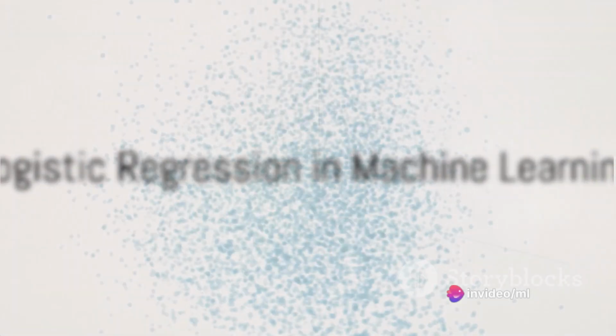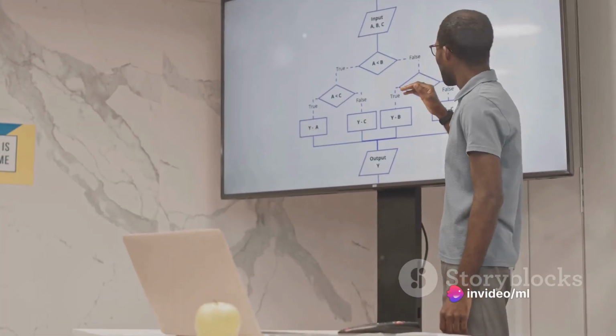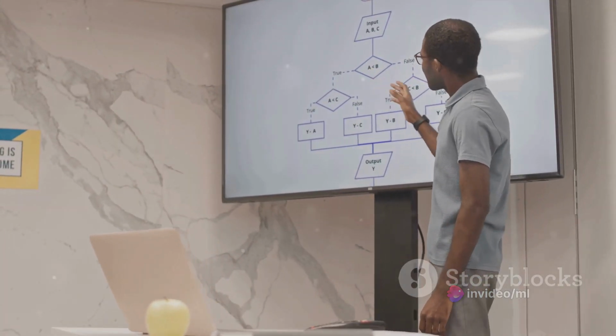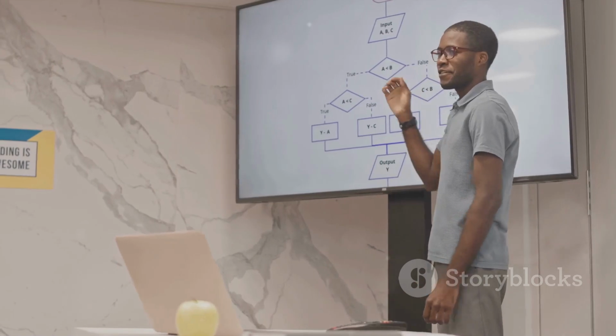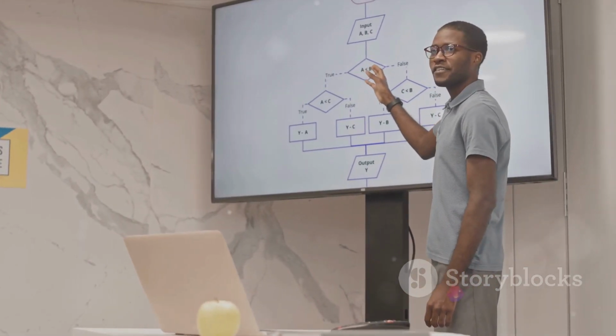So how does logistic regression fit into the world of machine learning? Well, it's all about predictive analysis. Logistic regression is a powerful tool used to describe data and to explain the relationship between one dependent binary variable and one or more independent variables. These independent variables can be nominal, ordinal, interval, or ratio level.